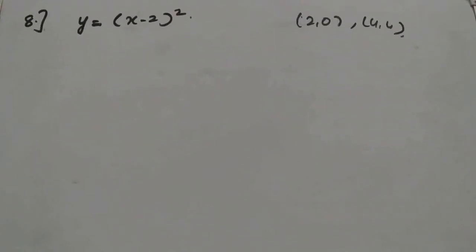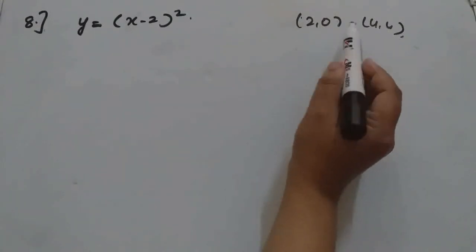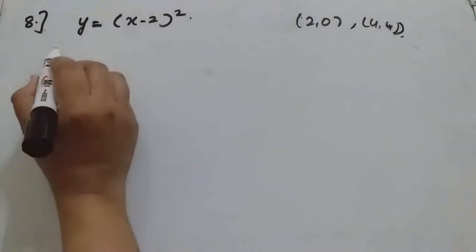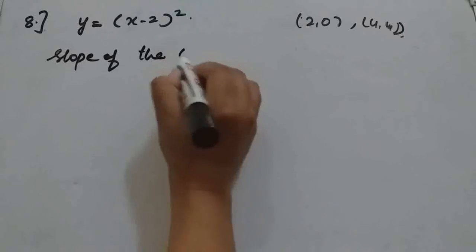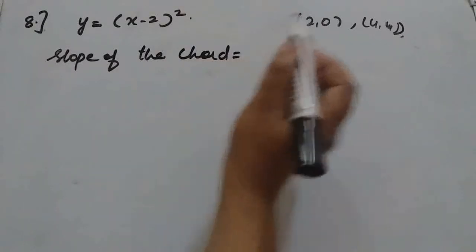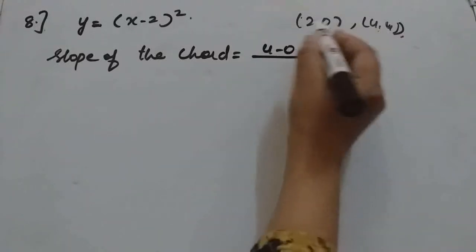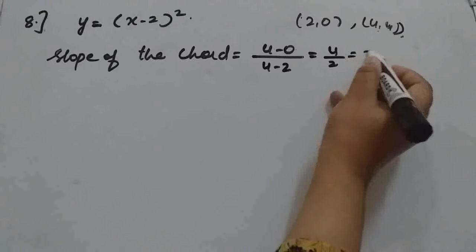Question number 8 is given. Find a point on the curve y equal to x minus 2 whole square at which the tangent is parallel to the chord joining the 2 points. See, parallel to the chord joining 2 points. So first we will find slope of this chord. Slope of the chord will be what? y2 minus y1 over x2 minus x1, 4 minus 0 over 2. So 4 by 2, that is 2.